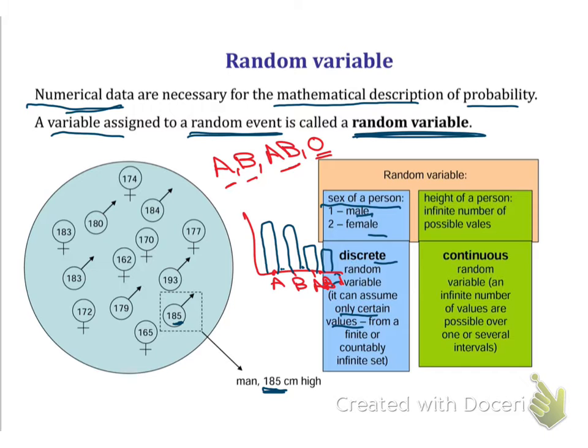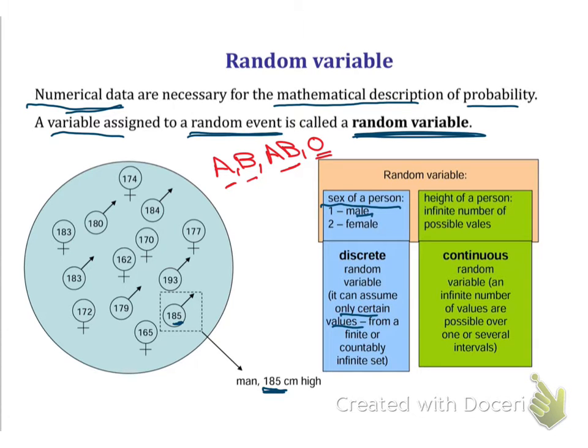So discrete data means the random variable, I can assume only certain values from a finite or countably infinite set. Okay, so this is for the discrete variable or discrete data.